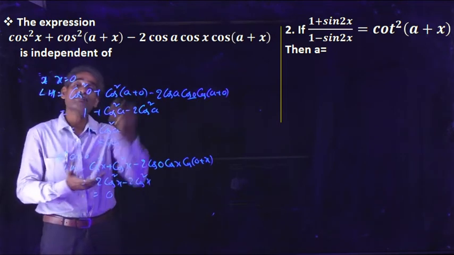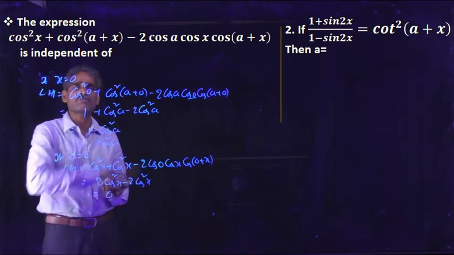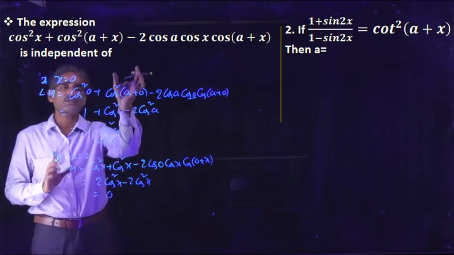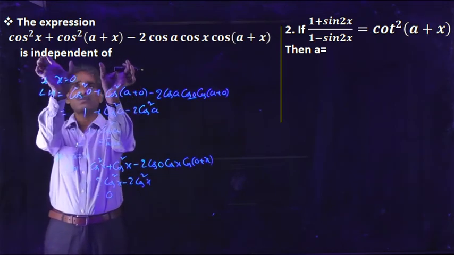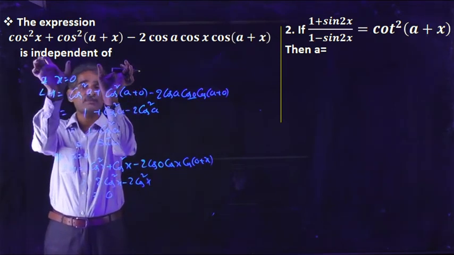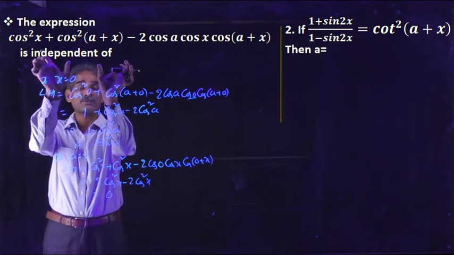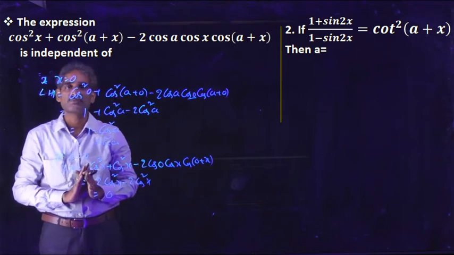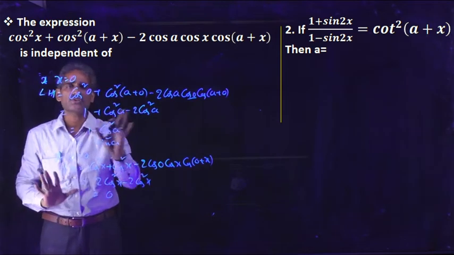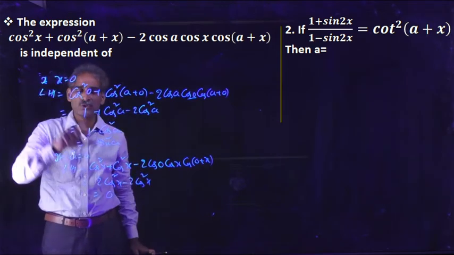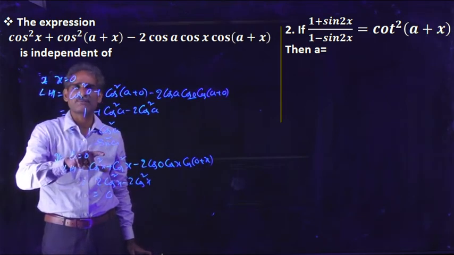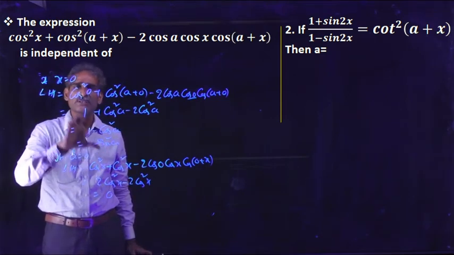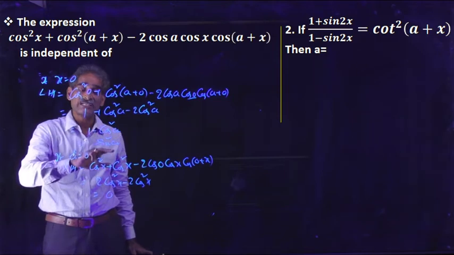By direct simplification also we can prove it. First of all, you can write these two functions in the form of cos square a minus sin square b. There is a formula, cos(a plus b) into cos(a minus b). With the help of that method also we can solve this. So this is also one of the methods. At x equal to 0, we are getting the result in terms of a.